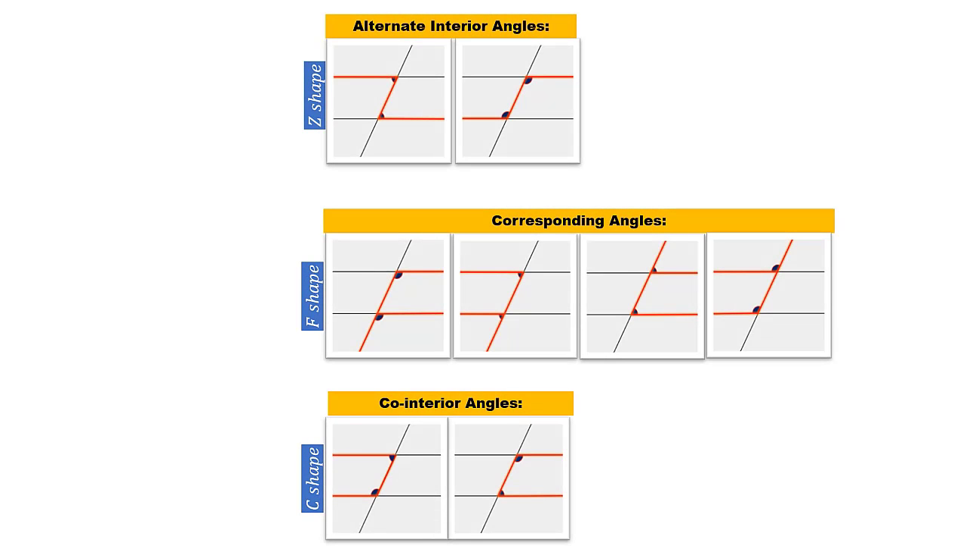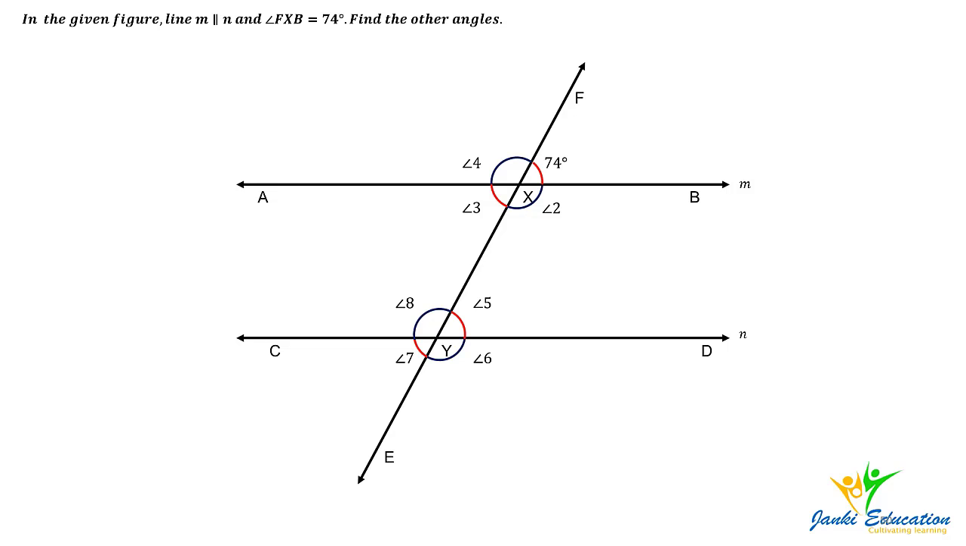Now, where can you use this concept? So here, one example has been given to you. In the given figure, line M is parallel to line N. Look very carefully. It is already given that M is parallel to N. Angle FXB is equal to 74 degree. This angle has been given to you already as 74 degree. You have to find the other angles. So let's start.